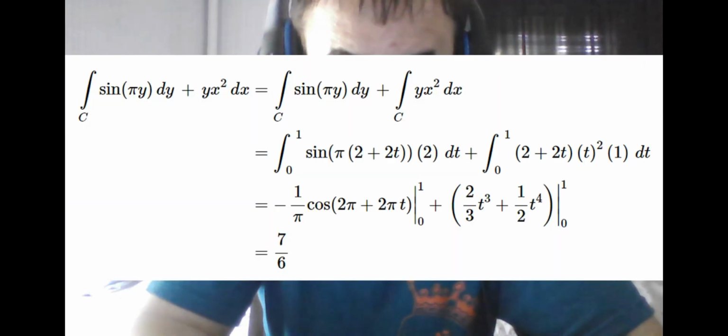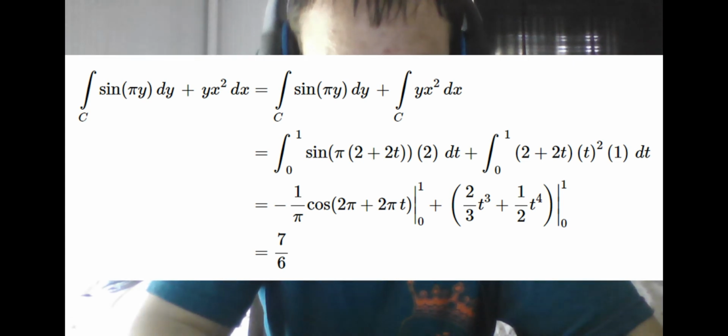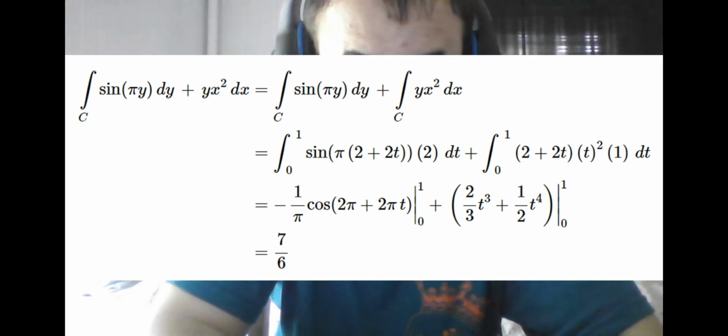We next split up the integral into two separate integrals, one with respect to change in x and one with respect to change in y, and then compute the integrals using the techniques we know already. And we conclude that the exact line integral is 7/6.